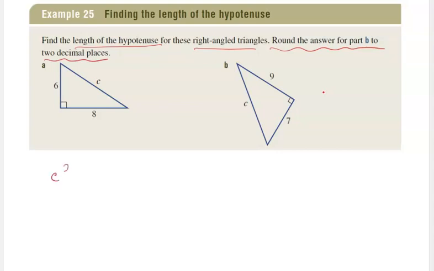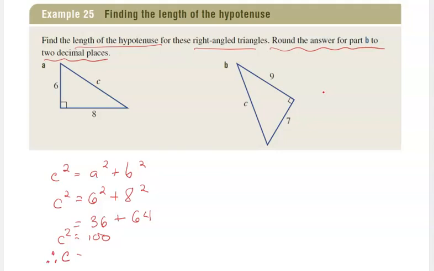Okay, so the formula is c squared equals a squared plus b squared. We're looking for what c squared is. I'm going to choose either 6 or 8, doesn't matter. 6 squared plus 8 squared. So c squared is equal to 6 times 6 is 36, plus 8 times 8 is 64. c squared is equal to 100. So c is equal, therefore, here's my therefore, c is equal to the square root of 100, which you can probably tell me is 10.